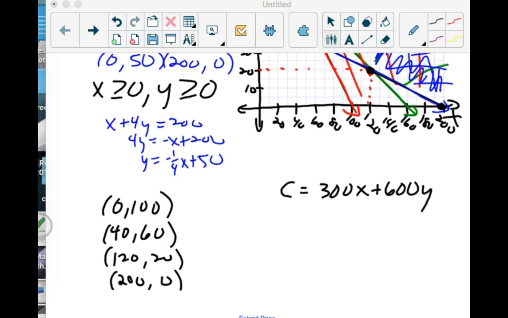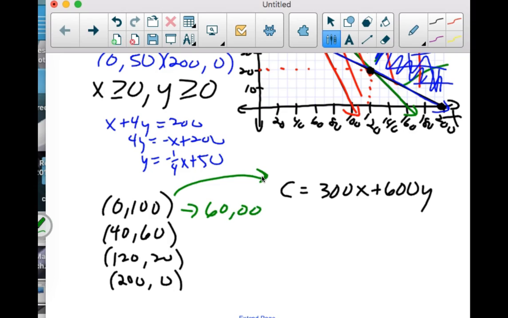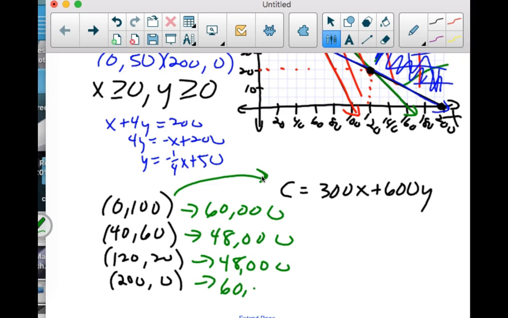And what we're doing is we're putting these values into that objective function from up above. So C equals 300x plus 600. If we put 0, 100 in there, we're going to get 60,000. If we put 40, 60 in, we get 48,000. If we put the ordered pair 120 and 20 in there, we get 48,000. And if we put the ordered pair 200, 0 in there, we get 60,000.